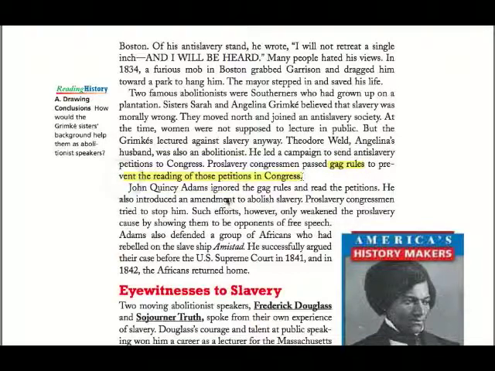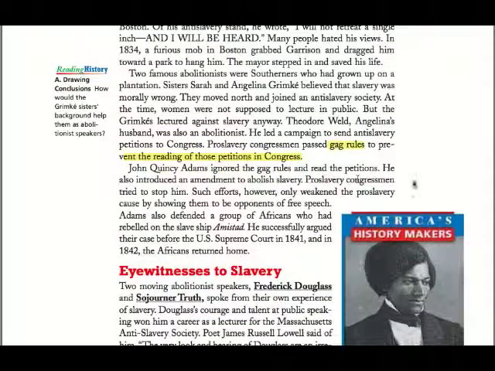John Quincy Adams ignored the gag rules and read the petitions. He also introduced an amendment to abolish slavery. Pro-slavery congressmen tried to stop him. Such efforts, however, only weakened the pro-slavery cause by showing them to be opponents of free speech. Adams also defended a group of Africans who had rebelled on a slave ship, Amistad. He successfully argued their case before the U.S. Supreme Court in 1841, and in 1842, the Africans returned home.